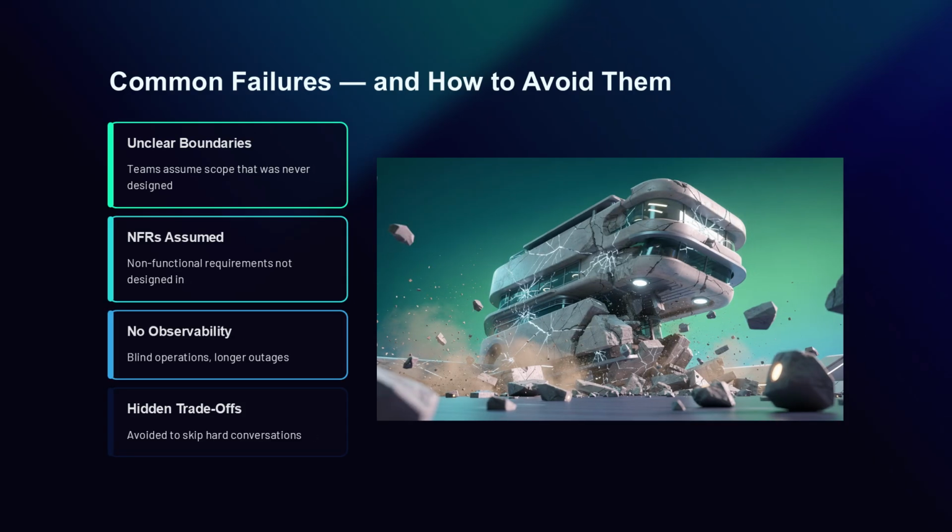As you close the lecture, you should recognize the failures that create fragile solutions. Solutions fail when boundaries are unclear, when non-functional requirements are assumed rather than designed, when observability is missing, and when operational ownership is vague. They also fail when security is treated as a later task, when integration complexity is underestimated, and when trade-offs are hidden to avoid difficult conversations. You avoid these by designing for production reality from the beginning and by making decisions explicit.